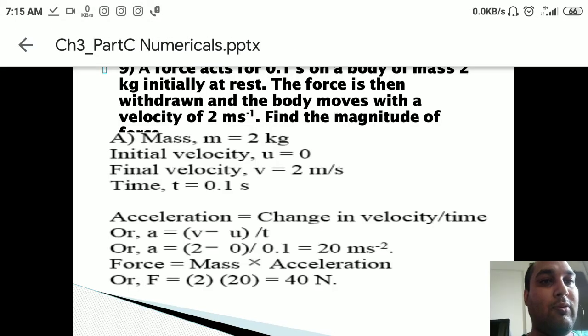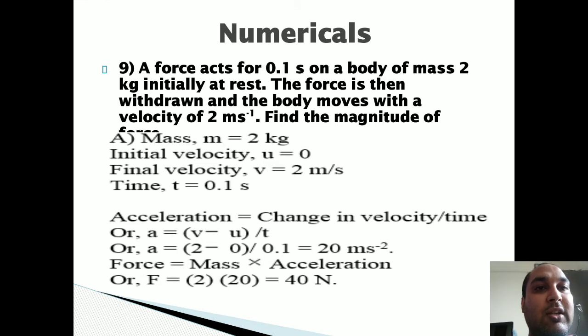Mass has been given as 2 kg. Initial velocity, as the vehicle was starting from rest, u is equal to 0. Final velocity is 2 meter per second. And the time span for which force has been applied is 0.1 second. Acceleration a is equal to v minus u upon t. v is 2, u is 0, and time span is 0.1. So it is 2 upon 0.1. After solving, you will get 20 meter per second square.